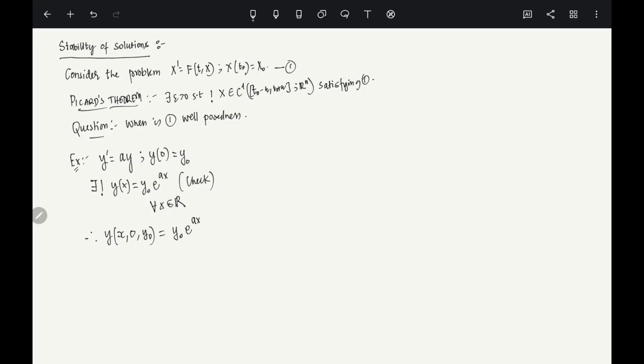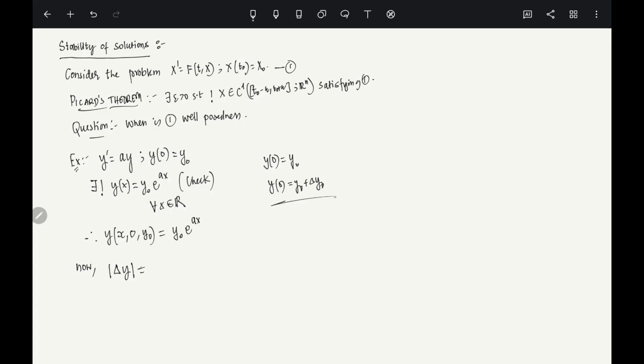Now you see, we can do it like this. I will define delta y. What is delta y? Delta y is the change of y when y naught is changed from y naught to y naught plus delta y naught. So basically, if I change y at the point 0 from y naught to y naught plus a small increment on y naught, what happens?